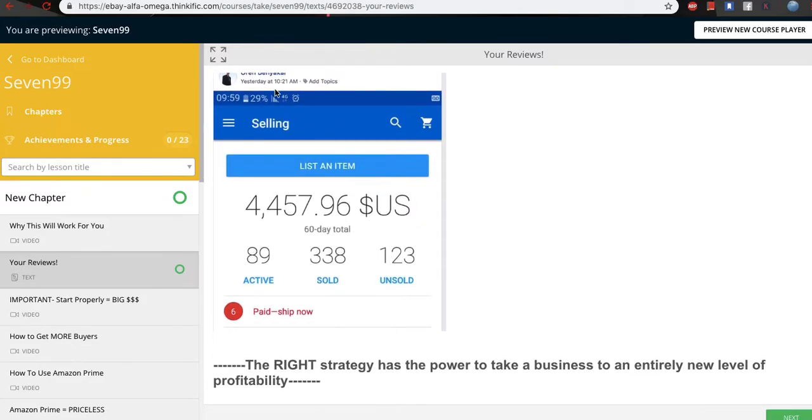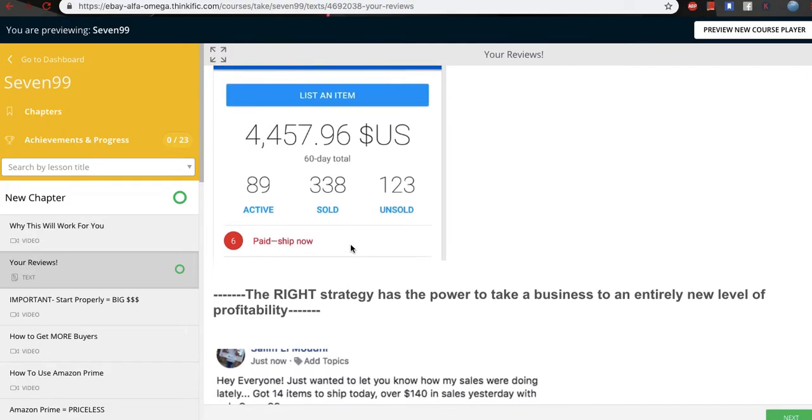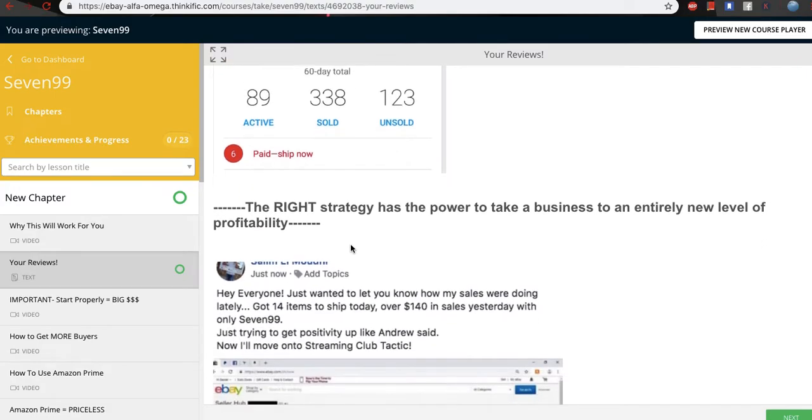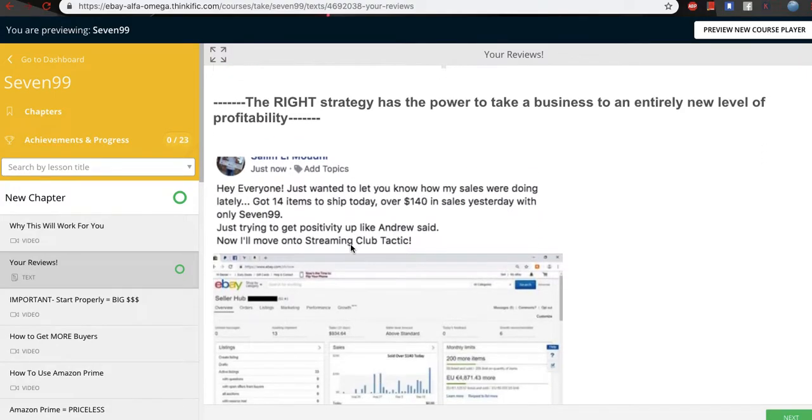But anyway, another guy here: 4,400, 338 sold out of 89 listed items. Guys, active items: there is no 8,900, but less than 100 active items. This is what we are doing. We know what the right strategy is to get the sales.